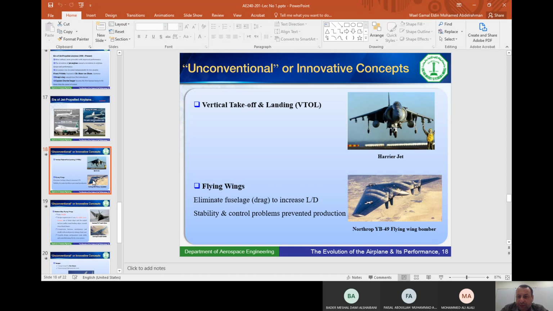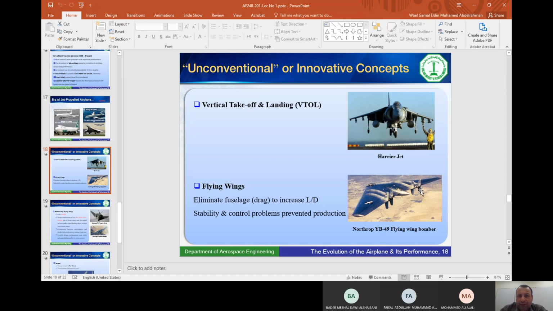We have different ways. Innovation never stops. So we have different variations of an aircraft. We have aircraft that still have wings, but they don't take off and land horizontally. They take off and land vertically. So we have the British Harrier taking off vertically. We have aircraft with peculiar designs in order to reduce the drag.